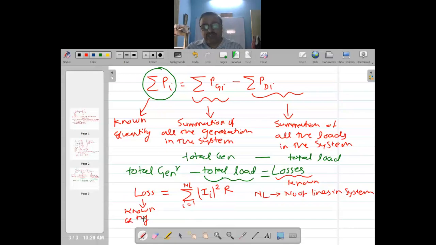So what I am claiming is that if I know PI at every bus, I will automatically know the losses in the system. Which means that I know this. Of course, out of this, the resistance is a known part, already known. But do I know this? Do I know Ii?